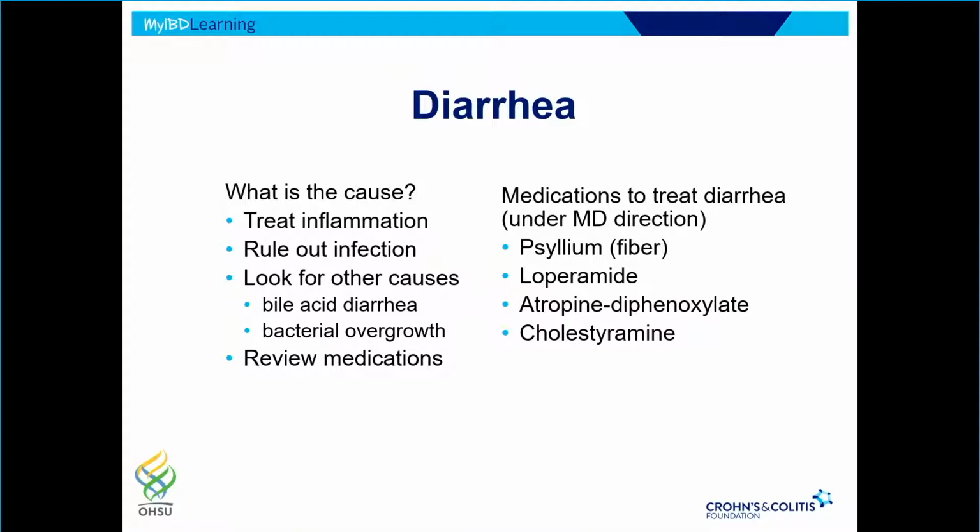Those could be things like bile acid diarrhea. This happens commonly in people who have had surgeries of the small intestine, things like bacterial overgrowth. There are also medications that can cause diarrhea, so really doing a thorough evaluation of what you're taking. And then you could work with your doctor to try some different anti-diarrheal medications. Again, not everybody's going to be right for every medication, but things like psyllium, which is a fiber supplement, loperamide or Imodium, atropine diphenoxylate, which is Lomotil, and cholestyramine are examples of medicines you might use with your doctor's approval to try to reduce diarrheal symptoms.